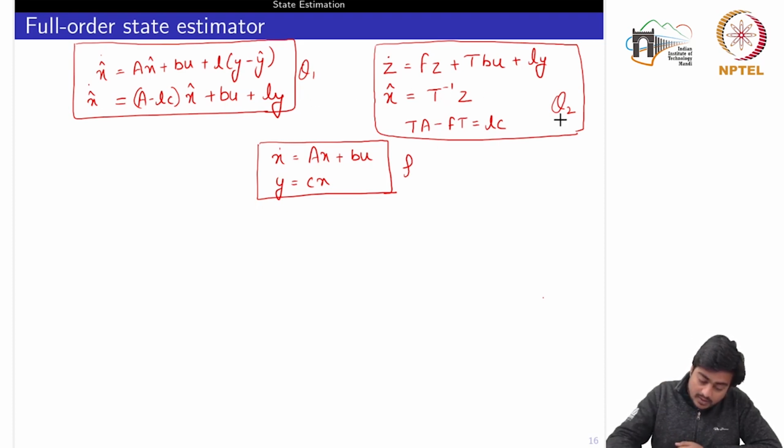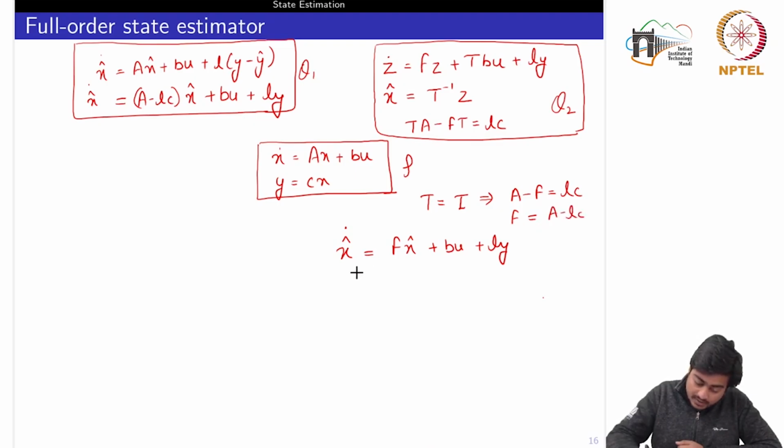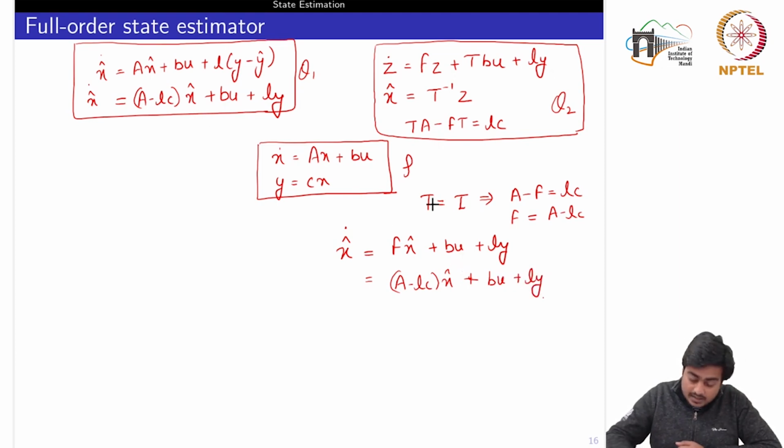Now in these two observer designs, you would also notice that if I put T equal to the identity matrix in this observer, then I would obtain x hat is equal to z, and then I can replace the state equation of this observer as x hat dot is equal to Fx hat plus Bu plus Ly. Okay, now if I substitute T equal to I into this Lyapunov equation, I would get A minus F equal LC, or I can replace F by A minus LC. So if I substitute this here, I would get A minus LC x hat plus Bu plus Ly. Okay, so basically both observers are now the same. It's just the synthesis procedure of the F matrix and the other associated matrices in the two observer designs.